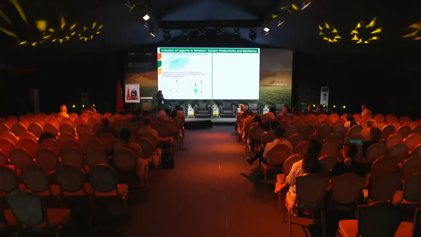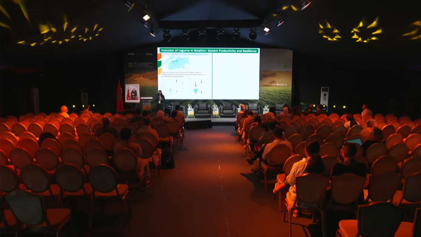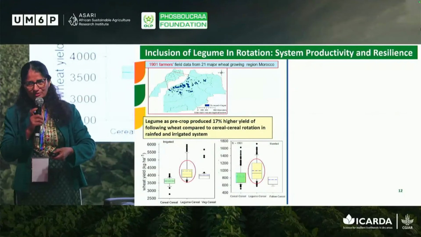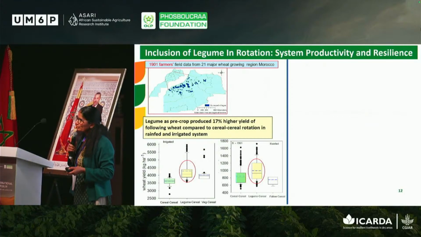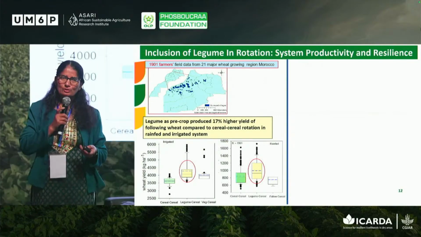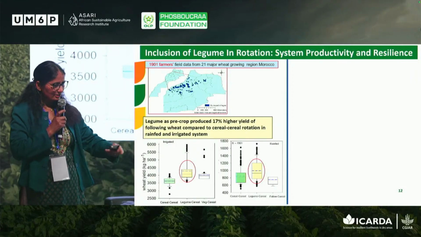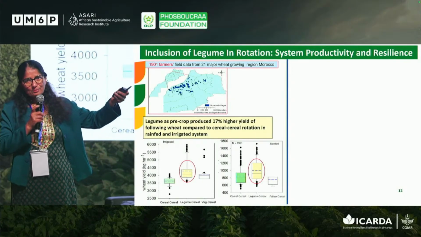And I would like to highlight that this is again the same data that I have analyzed, and we also asked what the previous crop was on that particular wheat field. You can see here the study was done on both the irrigated and rain-fed systems in Morocco. So you can see the yield advantage, where this is the wheat yield. And we asked, what was your previous crop on that particular field?